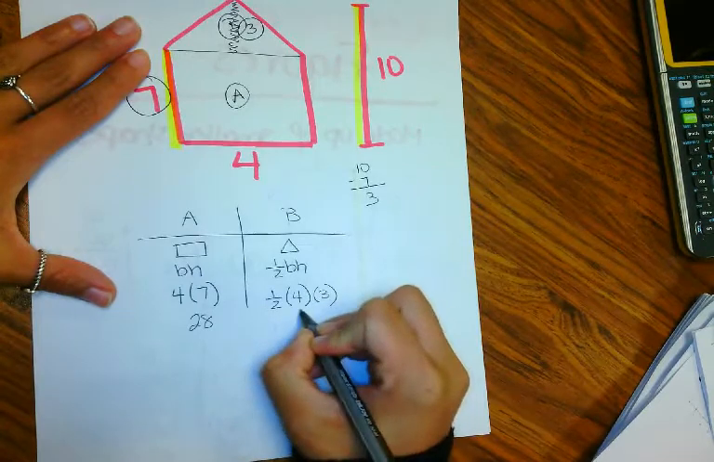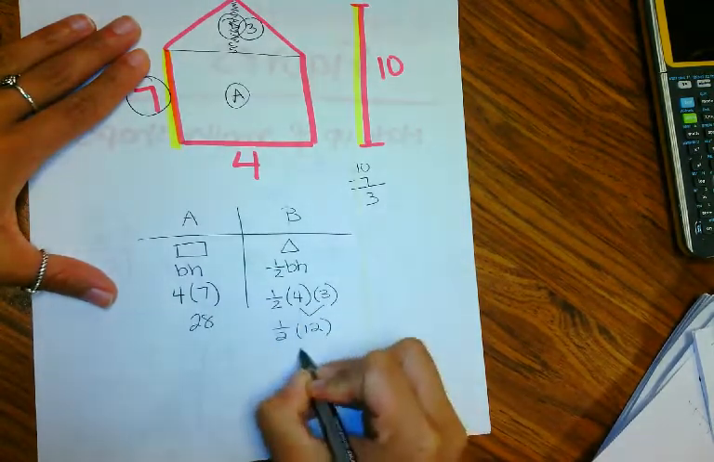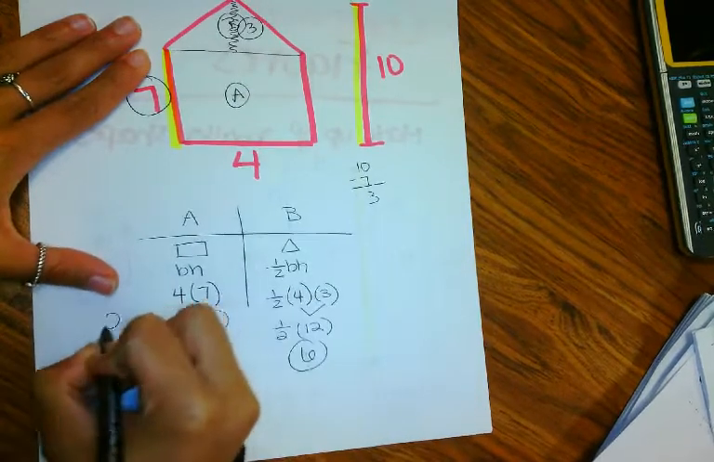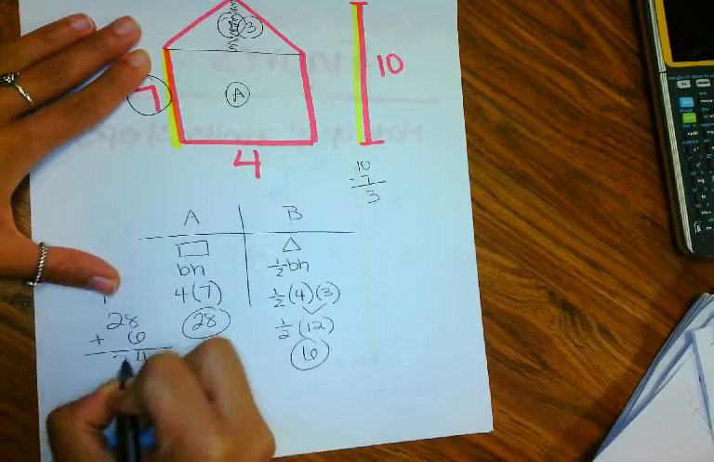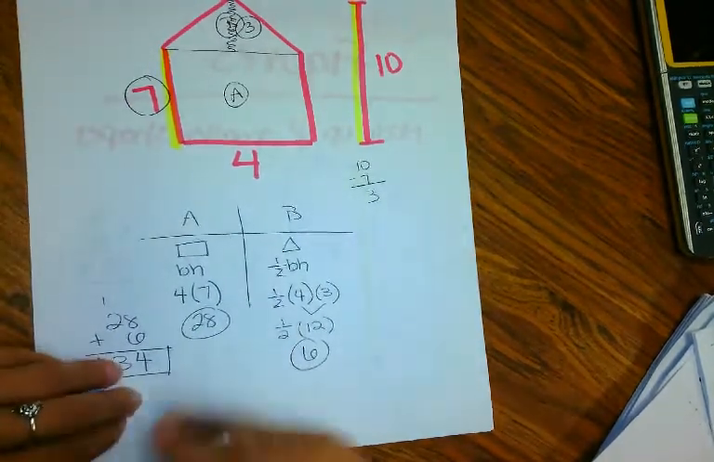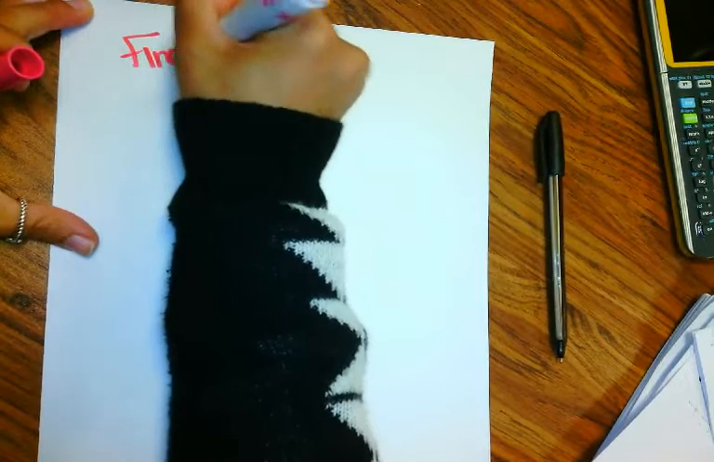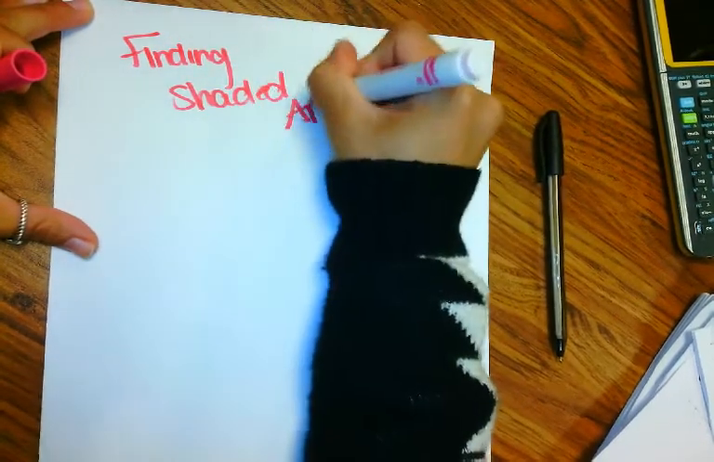So I'm going to do 4 times 3, which is 12. Half of 12 is 6. So then we get 28 plus 6, 14, and then 34. All right? Now, the only other part for composite figures is finding the shaded area, okay? So finding a shaded area.